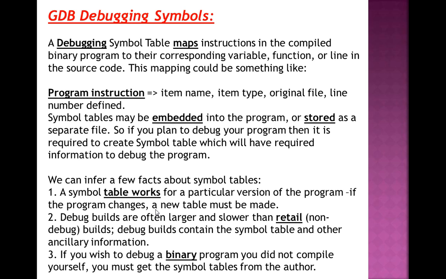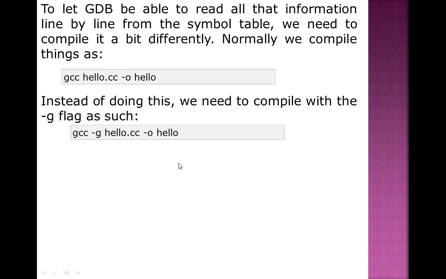Means you are using the predefined symbols and the predefined method for mapping the instruction from one part to another part. This is how we can define it. To let GDB read the relevant information line by line from the symbol table, we need to compile it a bit differently.